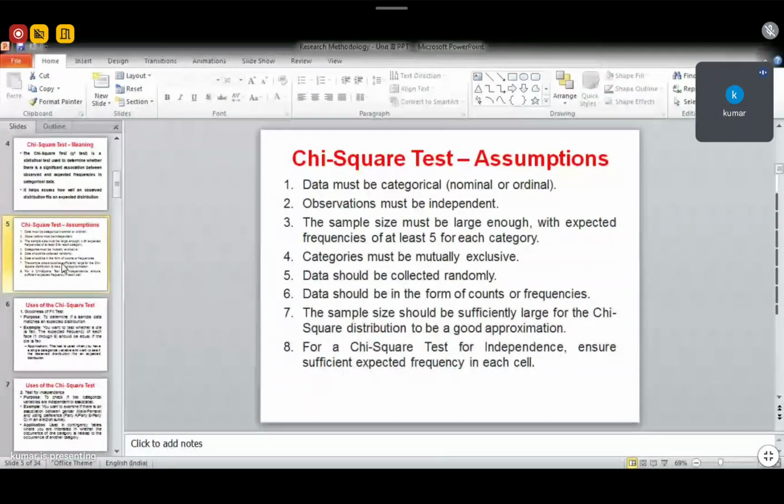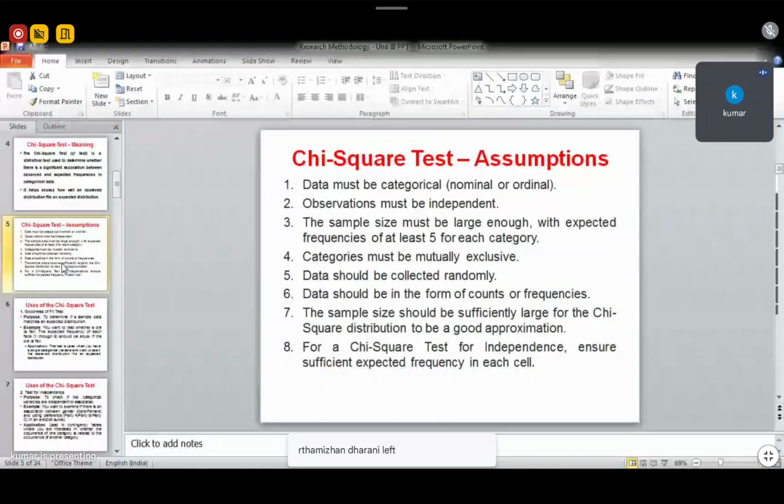These are the assumptions of this test. Only when these assumptions hold good can you apply this test. Now, why I am putting all these assumptions here before taking the problem: sometimes in a theory question, you may be asked to write about the assumptions of chi-square test also. That is the reason I am putting it on the screen now.